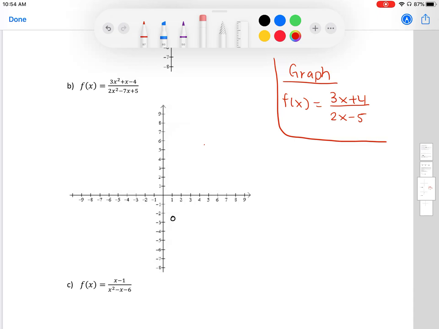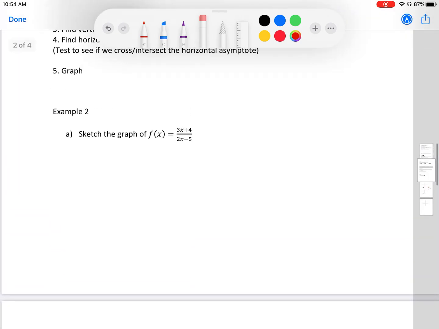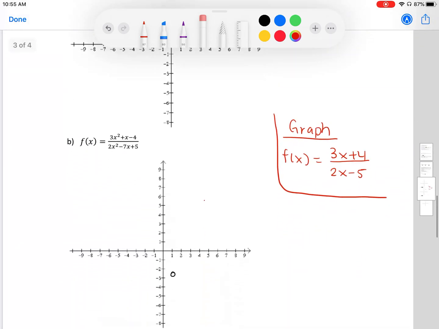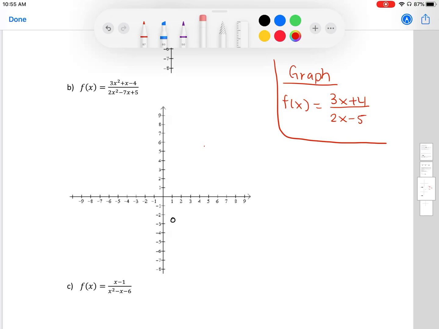Well, isn't that the function we just graphed? Yeah, right, 3x plus 4 divided by 2x minus 5. We just did that in the last example. So you want to go ahead and graph it again, but this time you want to illustrate or highlight the fact that there's an open circle by just drawing an open circle.